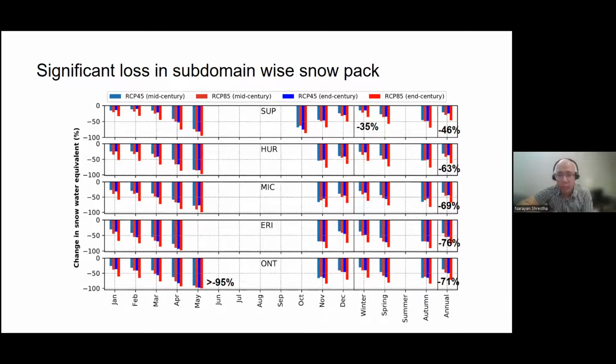of its snowpack in future in the annual time scale, whereas in the monthly time scale, for example in the Ontario subdomain, it will lose almost all of its snowpack for the month of May. But the decreases in the northern subdomains of the Great Lakes are not that severe. For instance, in the winter period, only 35% of the snowpack would be lost during the winter season.